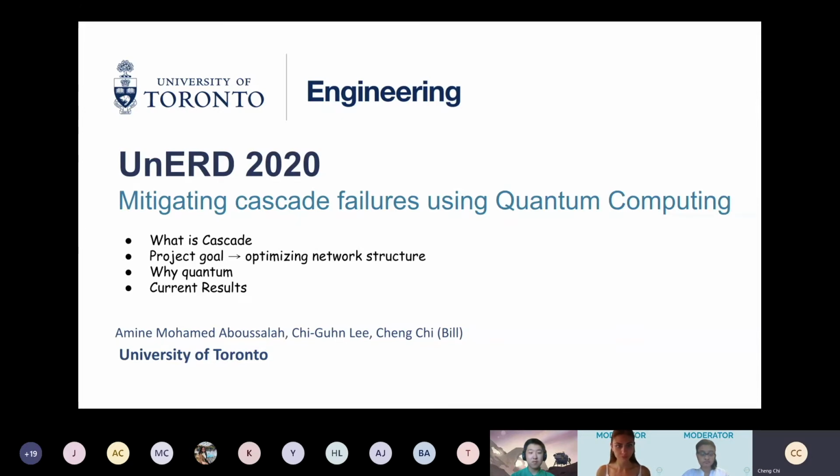So I'll begin. Hi everyone, my name is Bill. I'm really happy and excited to share with you our summer research project, which is mitigating cascade failures in banking networks using quantum computing. Today, I will first introduce the concept of cascade failure. Then I will talk about our project goal, the way we optimize the network structure, our motivation for using a quantum solver, and some of our current results.